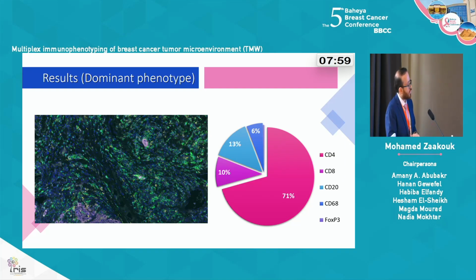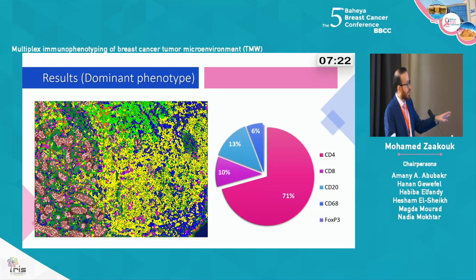First, we examined what the dominant immunophenotype is in each of the cases. And we found that CD4 T helper cells were the dominant immunophenotype in nearly 71% of the cases, like three quarters, followed by CD8, followed by CD20. And this is an example of a CD4 positive dominant case, with a lot of green signal. This is an example of a CD20 positive dominant case.